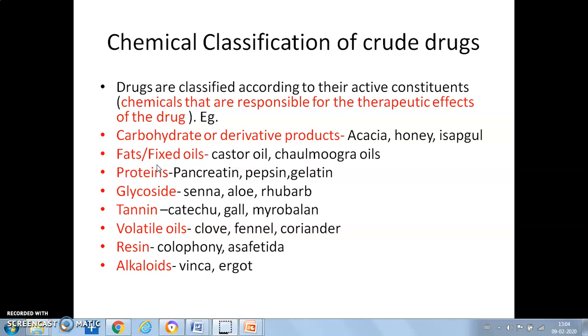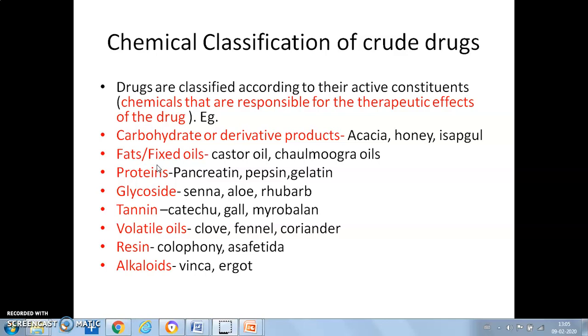Next category is protein containing drugs, which are actually polymers of amino acids. Some examples of protein containing drugs are pancreatin, pepsin, gelatin. Generally, protein containing drugs are obtained from animal sources.